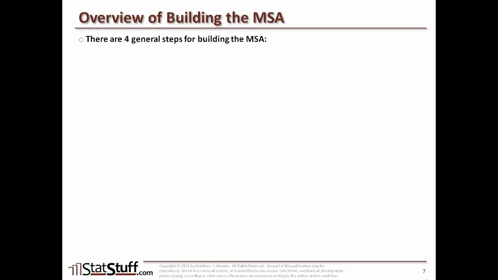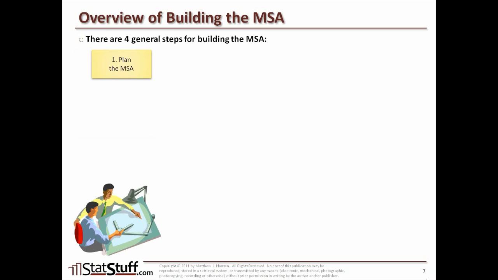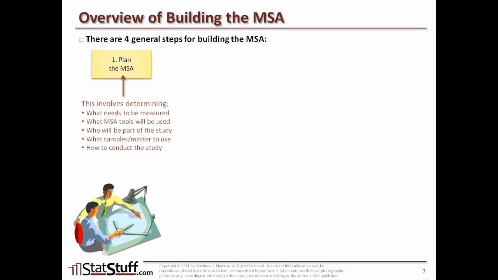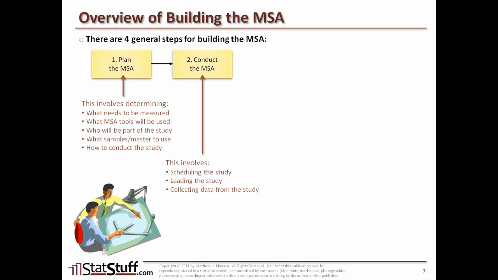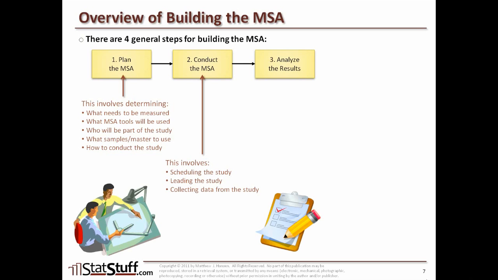Now let's review the 4 basic steps we may follow when trying to build the entire MSA. The 4 general steps that we're going to use for building the MSA begin with planning the MSA. That usually involves determining what needs to be measured, what MSA tools are going to be used during the MSA, and who's going to be part of the study itself, what samples or masters are we going to use for testing the accuracy, and how are we going to conduct the actual study itself. The next step is to actually conduct the MSA. That's going to involve scheduling the study, leading the study itself, and actually running it, and then collecting the data from the study.